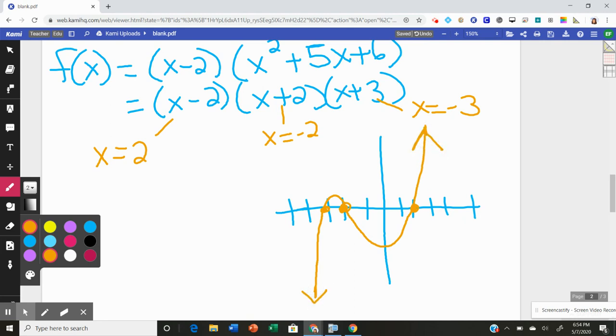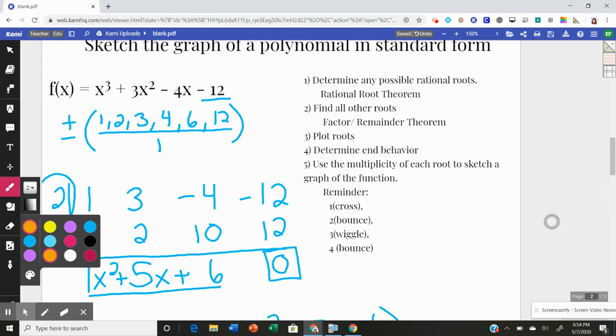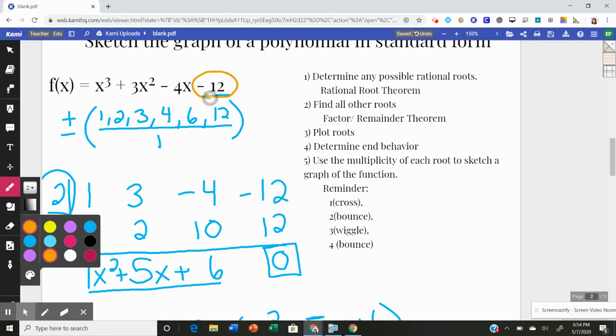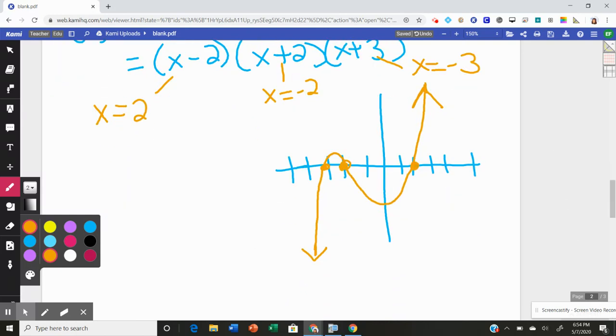The last piece of the puzzle is that we have to put our y-intercept in here. If we go back, we are looking at standard form. Recall that your last term, your constant term, is also your y-intercept. We'll add that to our graph, and you just graphed your very first function in standard form. Very proud of you. Give yourself a pat on the back right there.